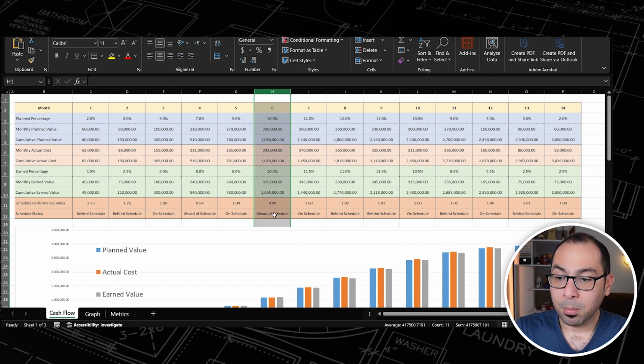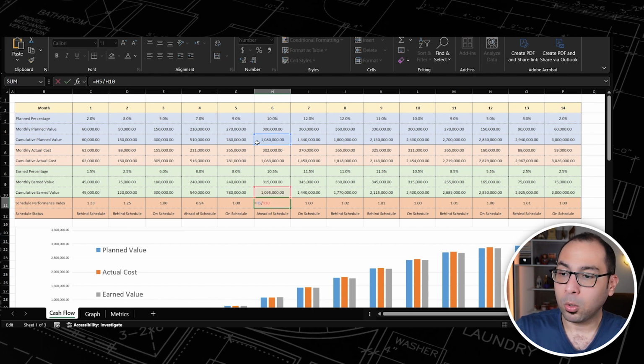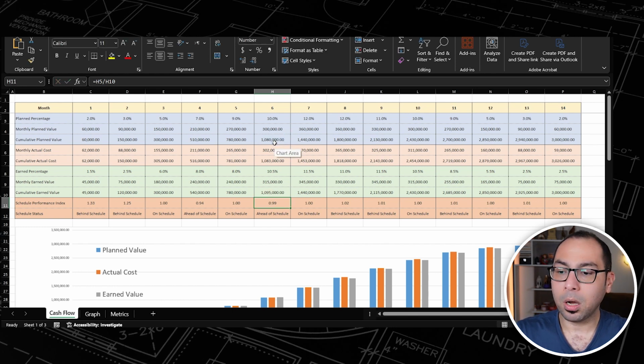For example, in month number 6, I am ahead of schedule because the Schedule Performance Index is less than 1. Why less than 1? Because our cumulative planned value was 1,080,000, and the cumulative earned value is 1,095,000. It is more. Our earned value is more than our planned value, so it means that we are ahead of schedule. We are executing more than our plan. So in terms of time or schedule, we are ahead of schedule.